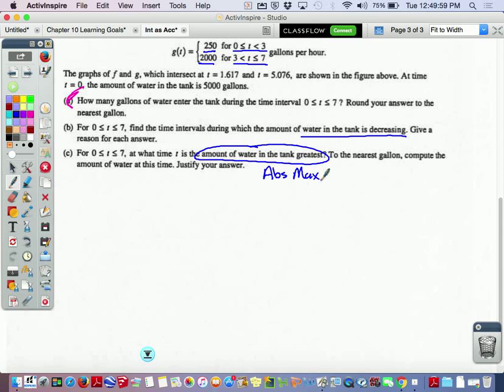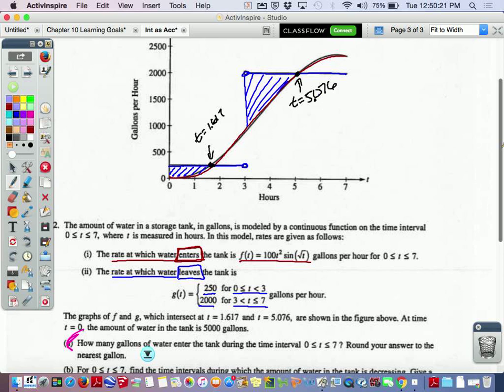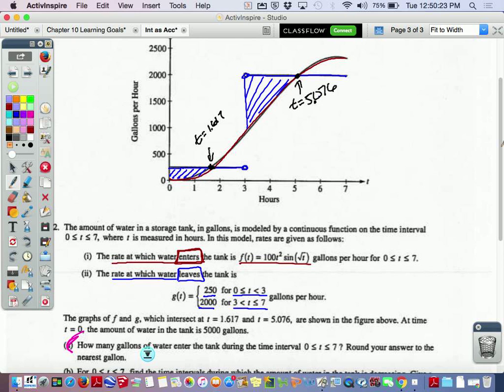So here's what we can think of. If we're looking for an absolute maximum, maximums in general are where you have a sign change from positive to negative. So what I'm going to do is look back at the graph, and I want to look at where our rate changes from increasing to decreasing.